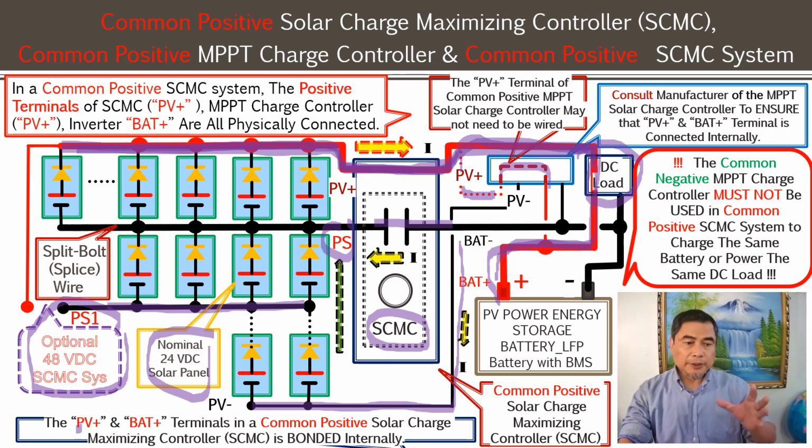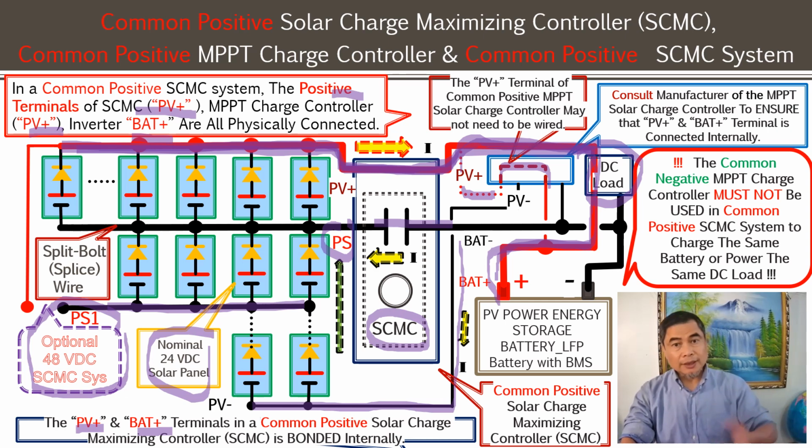So how do you define that? The PV positive and battery positive terminal of a common positive system are internally bonded. So all of the positive terminals of the solar charge maximizing controller, solar array, and inverter are all connected, so they have the same voltage in this system. And then how do you find them out? We just explained the same way to find out what is a common positive or common negative design.